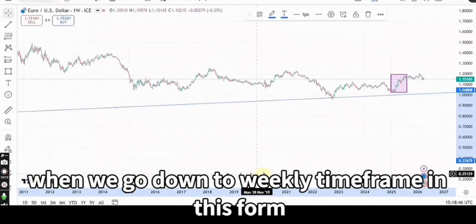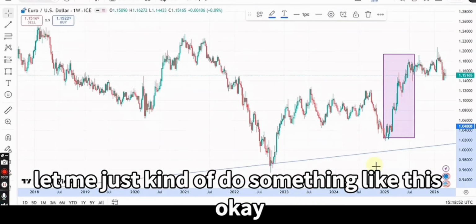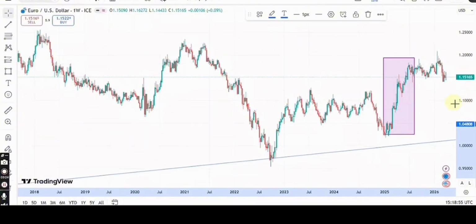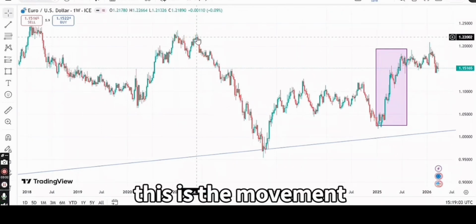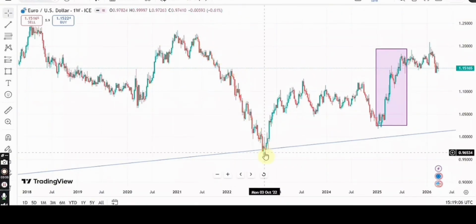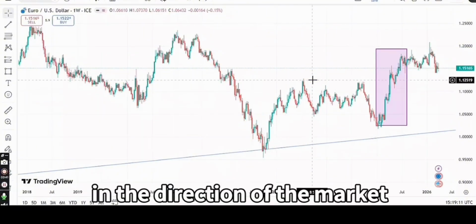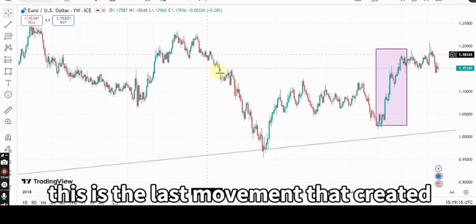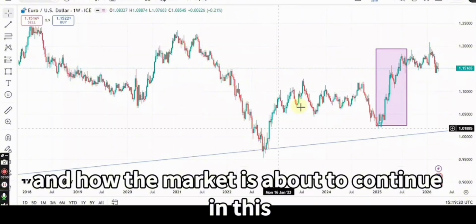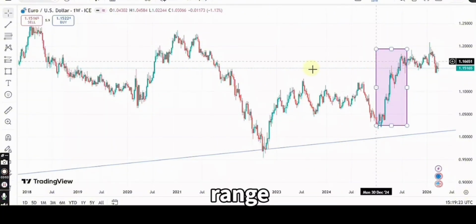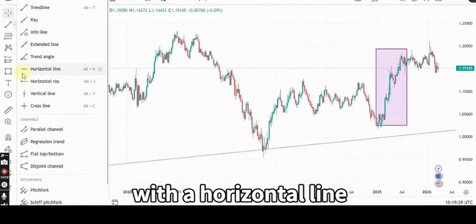Now when we go down to weekly time frame, I want us to look at this particular range. This is the movement that touched this trend line before this upward movement in the direction of the market. This is the last movement that created the correction, and the market is about to continue in its trend. So I'm going to mark off this range with a horizontal line in this form.